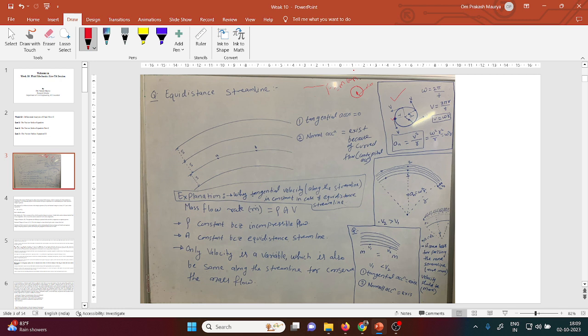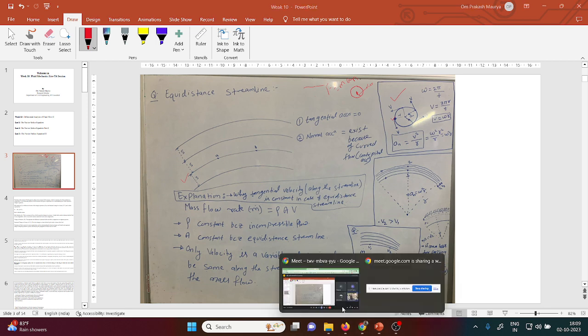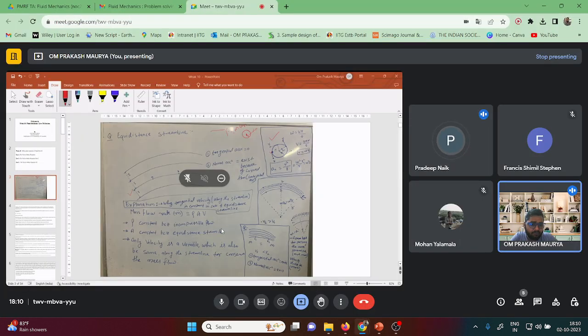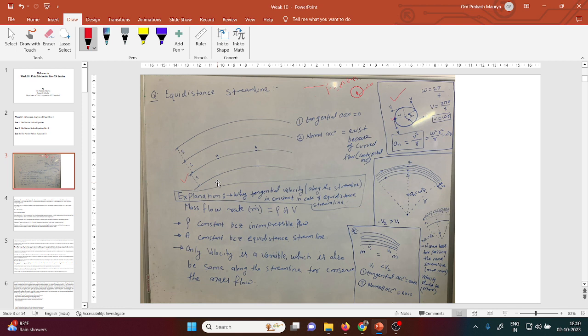So when the fluid particle is moving in the streamline, what will happen? Let's say we are going to focus on this streamline. Is it visible? Yes, sir. Whatever I am writing, it is visible. Yes, sir. Okay, Mohan, it is visible. Please, Mohan. Okay, no problem.